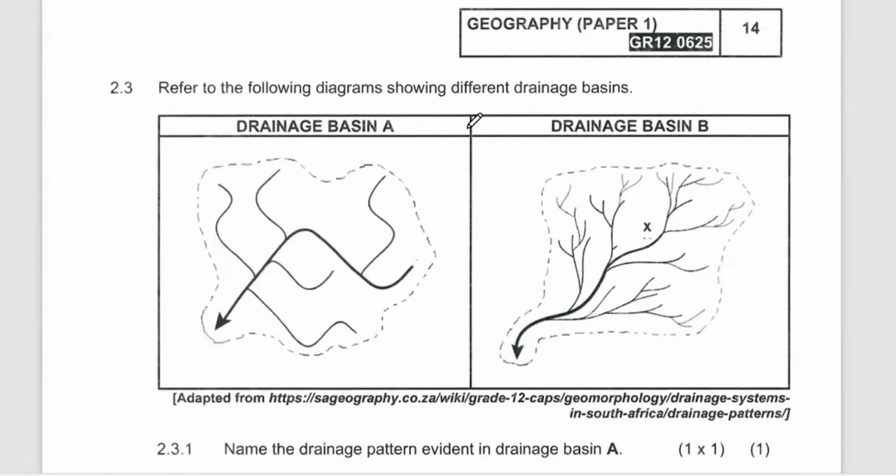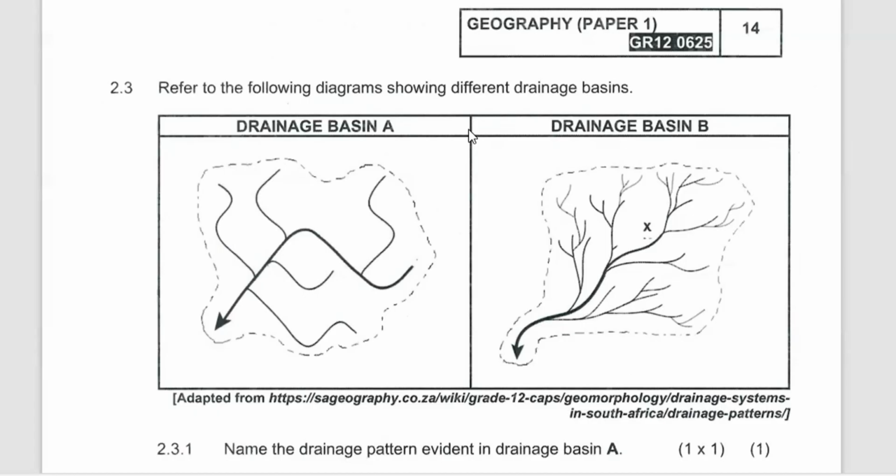The question is basically based on the two drainage basins, drainage basin A and drainage basin B. Those two drainage basins have different drainage patterns. We want to start by analyzing the two illustrations and try to make simple explanations so that we can use those explanations to justify our responses to the given set of questions which are going to follow.